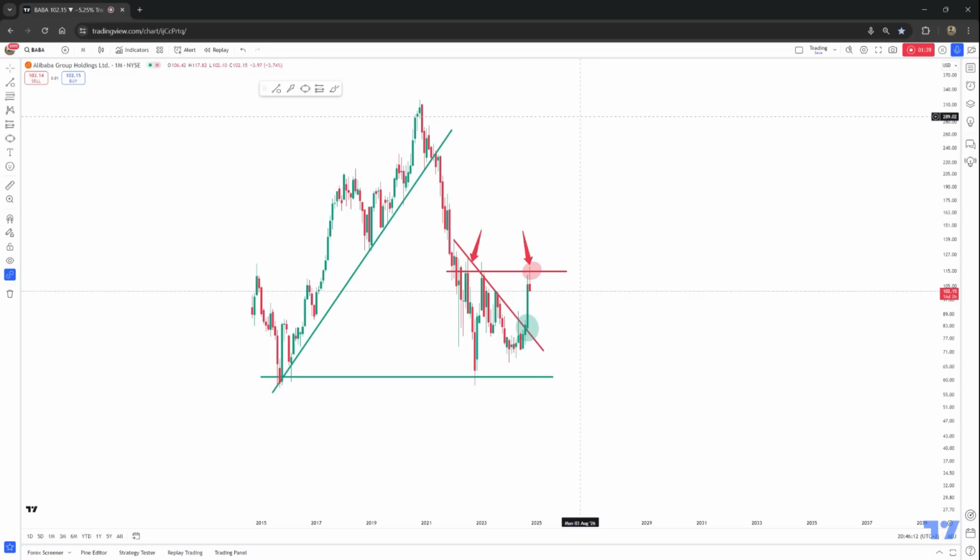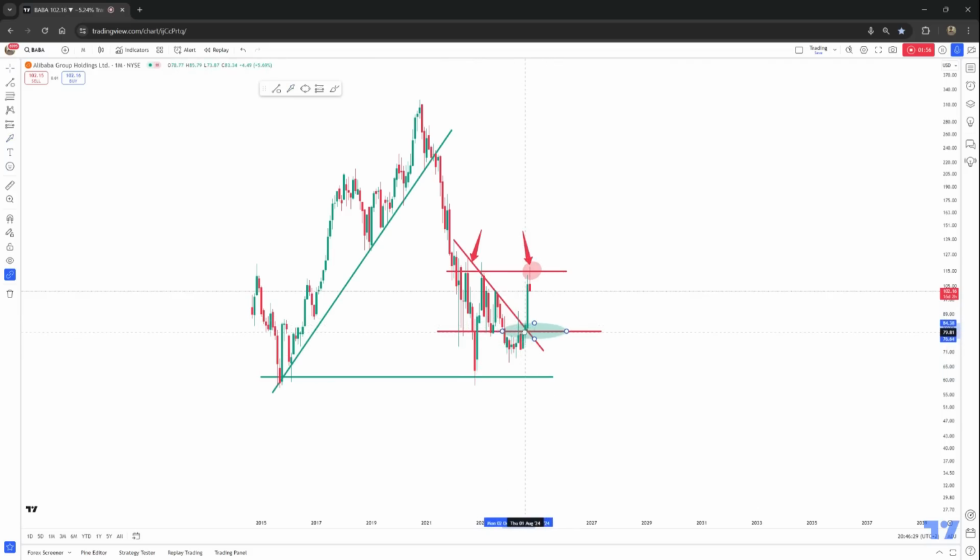And as I mentioned, there are three lines, so I still have to draw the third line, which is simply another horizontal structure at $80. As you can see, this was previously turned to support, then it was again turned to support, short-term resistance, and this level right here is now acting as support again.